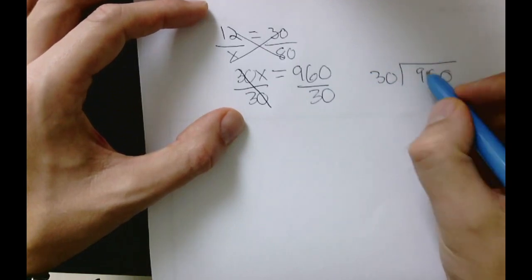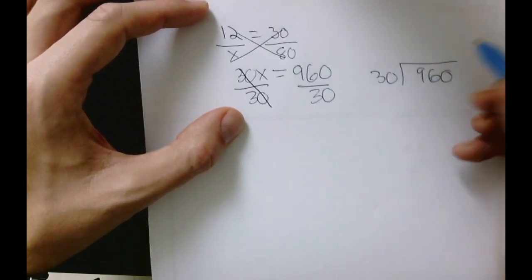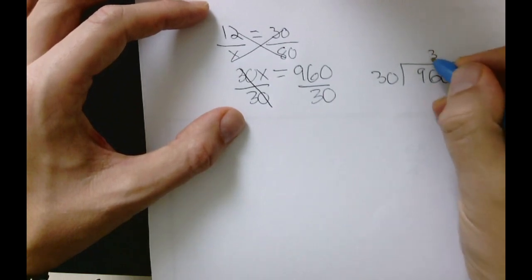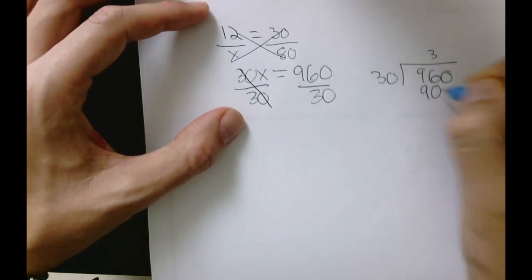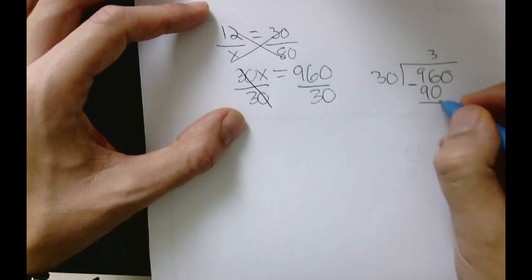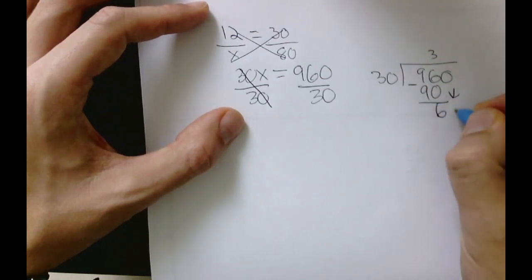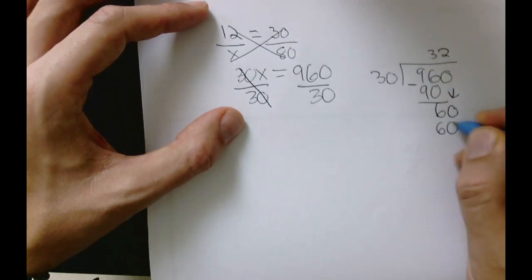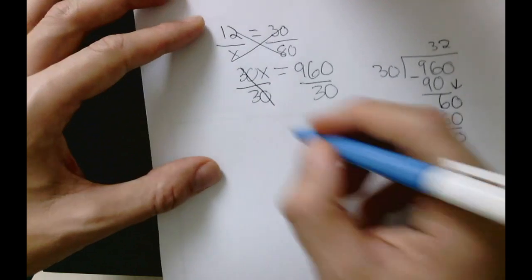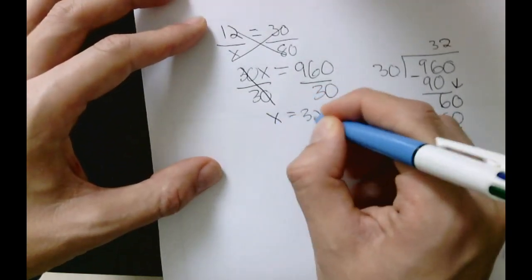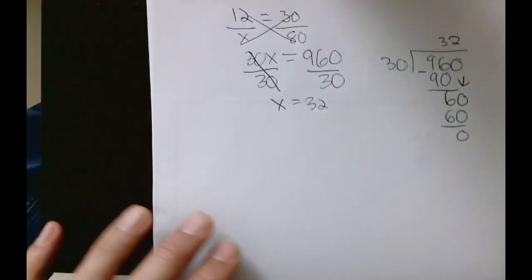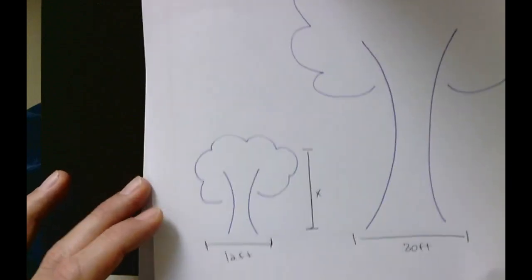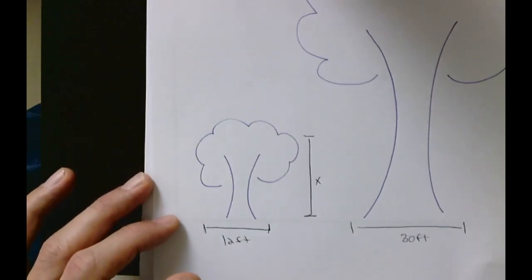960. 9 can't go into 30, but it can go into 96 3 times. 9 times 3 is 90. Subtract 96 from 90 to get 6. Bring down a 0. 30 goes into 60 2 times. 30 times 2 is 60. And there we go, I get 32. So x is equal to 32. So the missing height of this tree is 32.